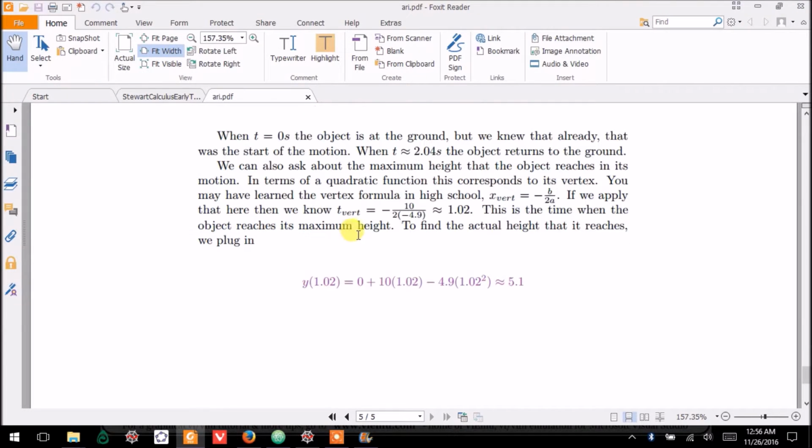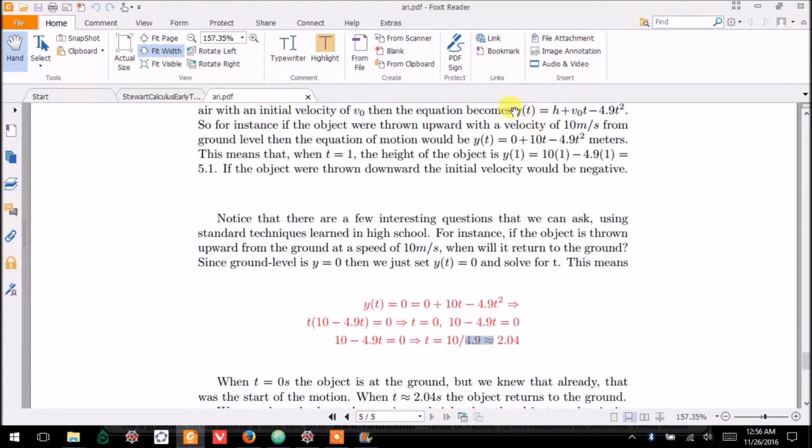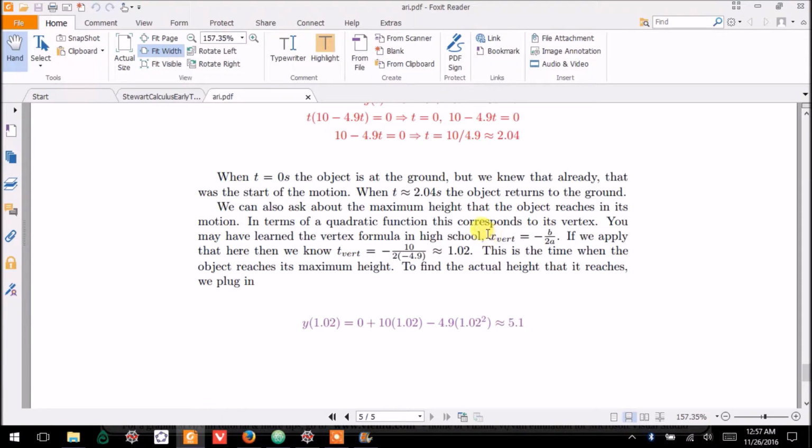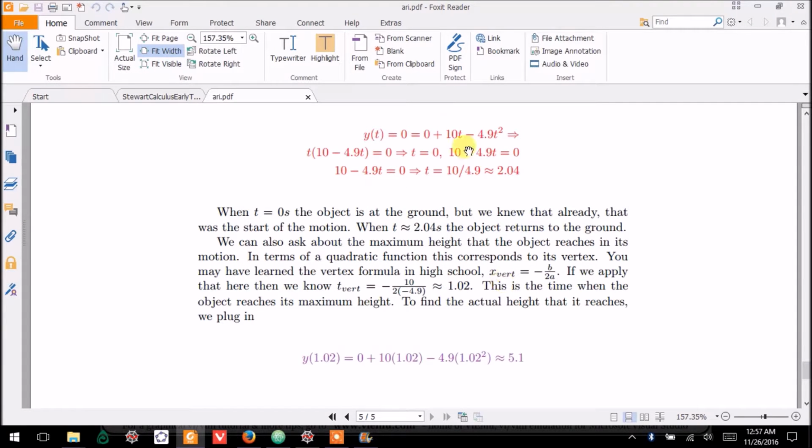We could also ask another question like, what is the maximum height that the object reaches? Since this is a quadratic formula, then the maximum of that is the vertex of the parabola. And you might recall from high school that the vertex has a formula, negative b over 2a. So in this case, b is equal to positive 10, a is equal to negative 4.9, and we get the time coordinate of the vertex, right? This is the time at which it reaches its maximum height.